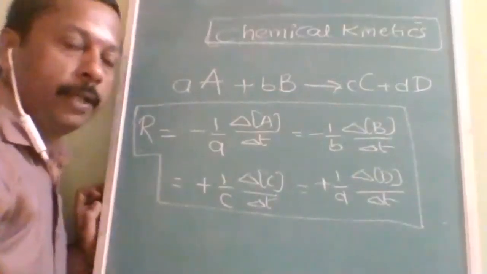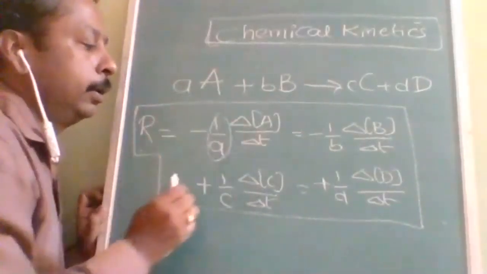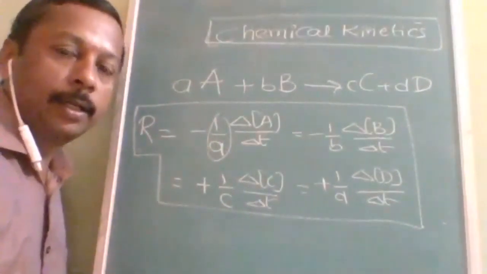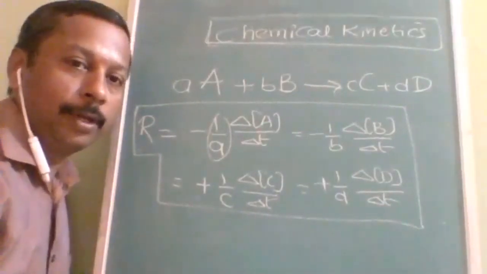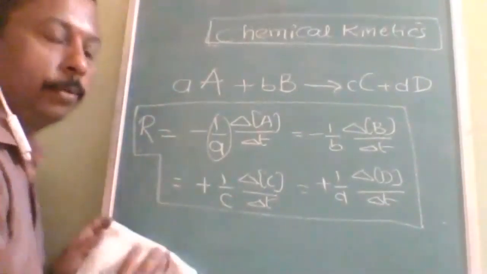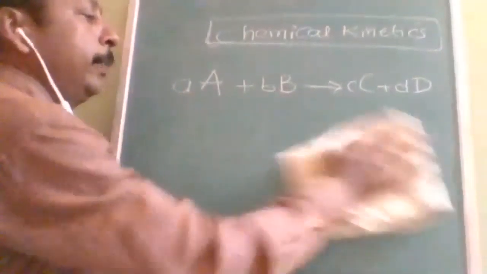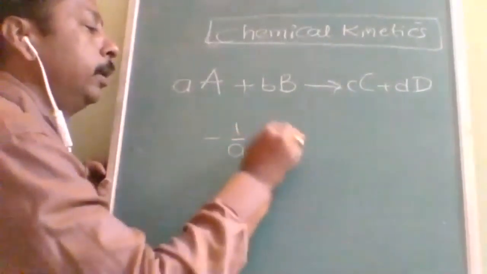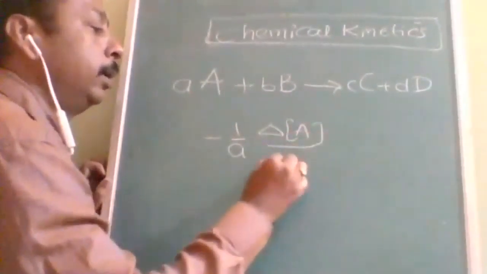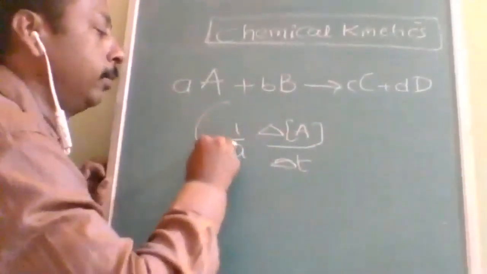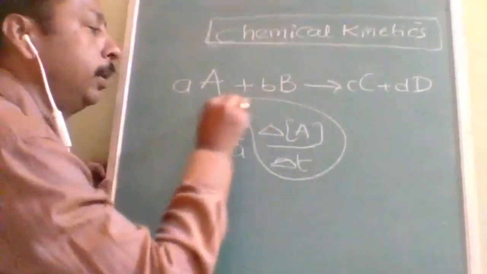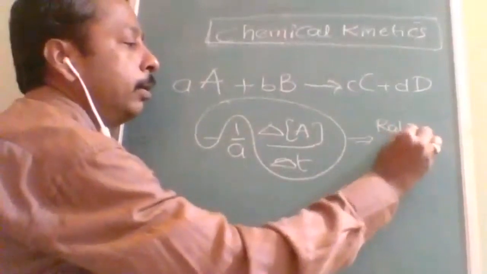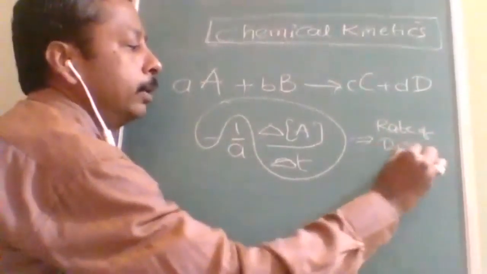One thing I will tell you clearly: people are getting confused and giving wrong answers. That should not happen with you. I will clearly give up to what is needed. Now suppose 1 upon A into delta A by delta T. If I take only this part, only this part, with negative, then it is called the rate of disappearance.